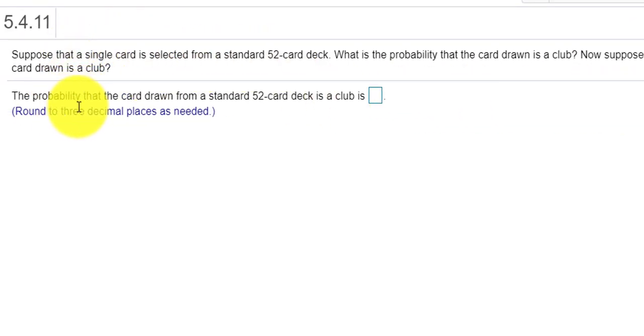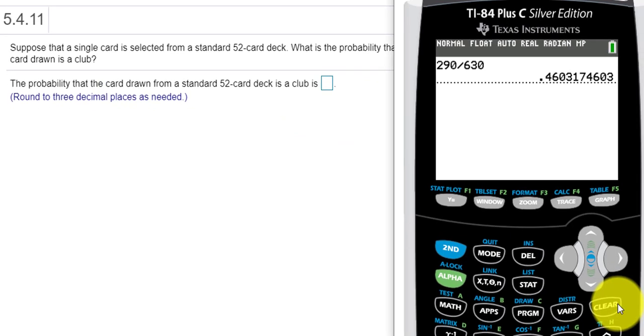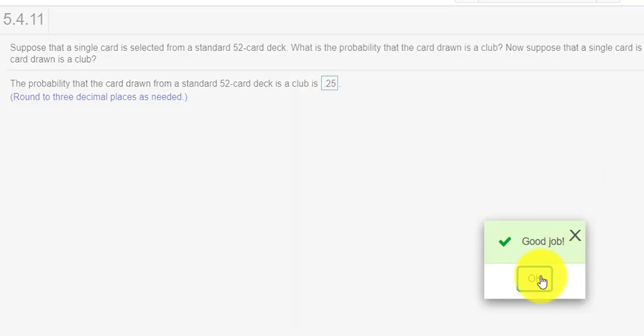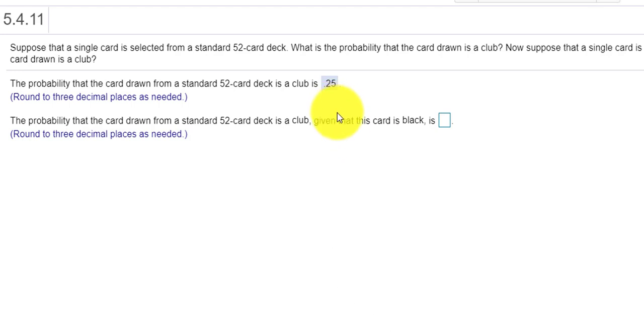Okay. So first part, the probability that the card drawn from a deck of 52 is a club. Remember, you have clubs, diamonds, spades, hearts. If you divide 52 by 4, there should be 13 clubs, 13 hearts, 13 spades, and so on. So 13 out of the 52 cards should be clubs. Right? So 0.25 or 25% of the cards are clubs, 25% are hearts, 25% are diamonds, and so on.